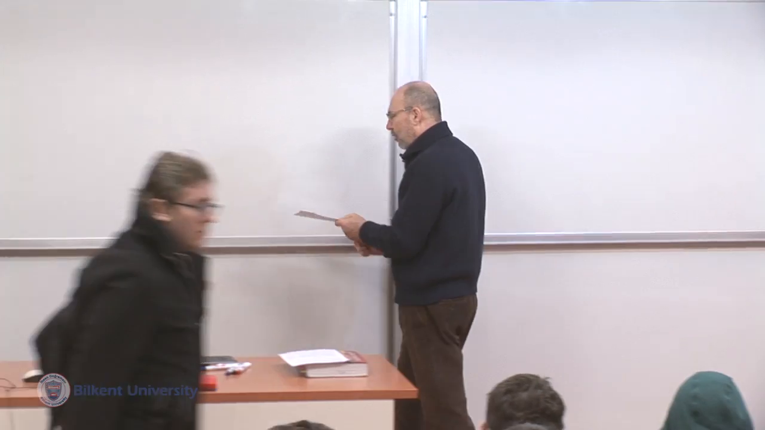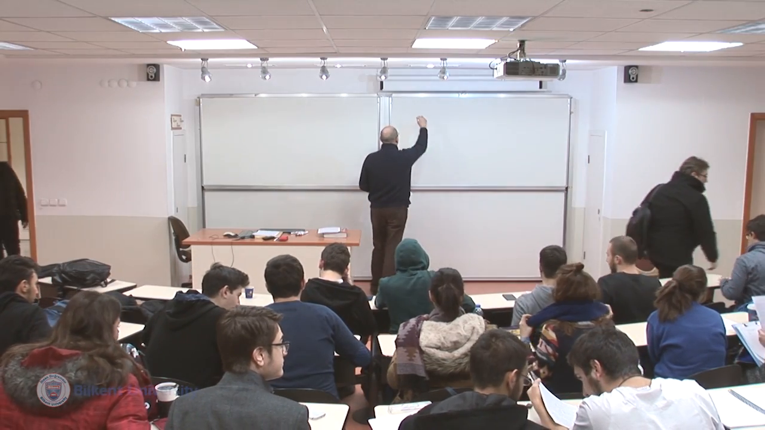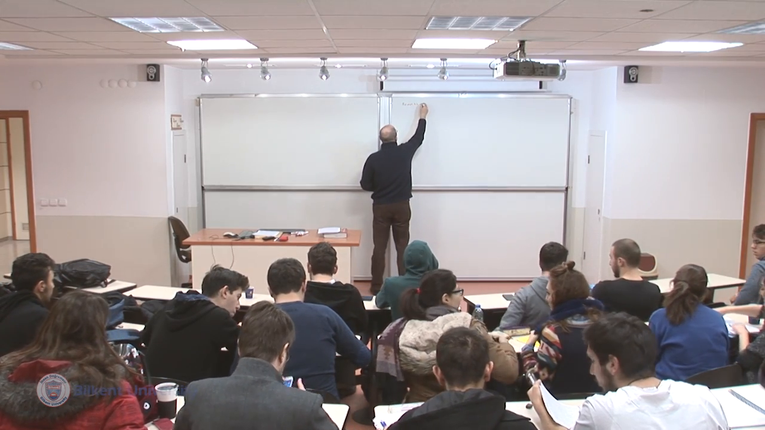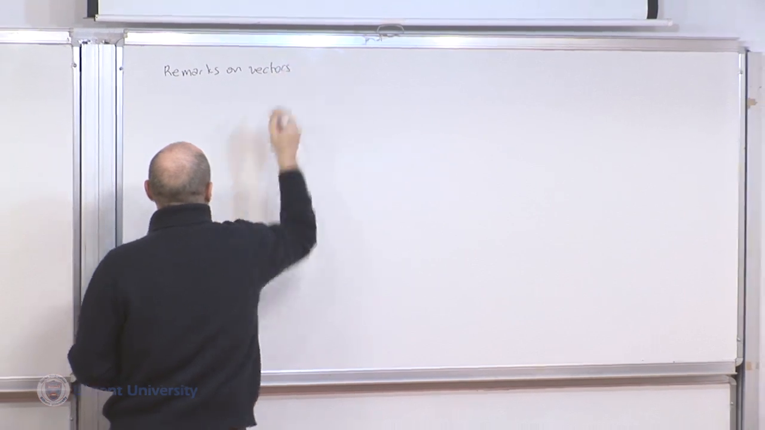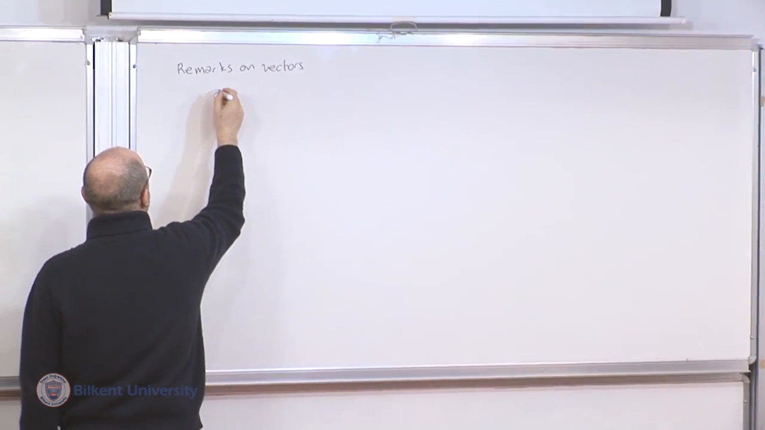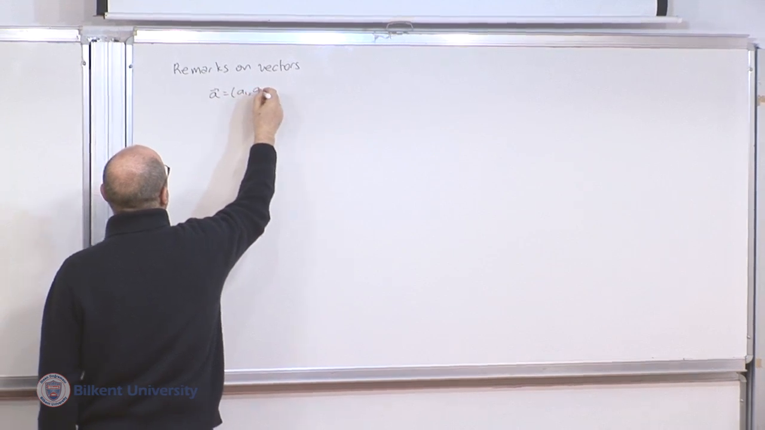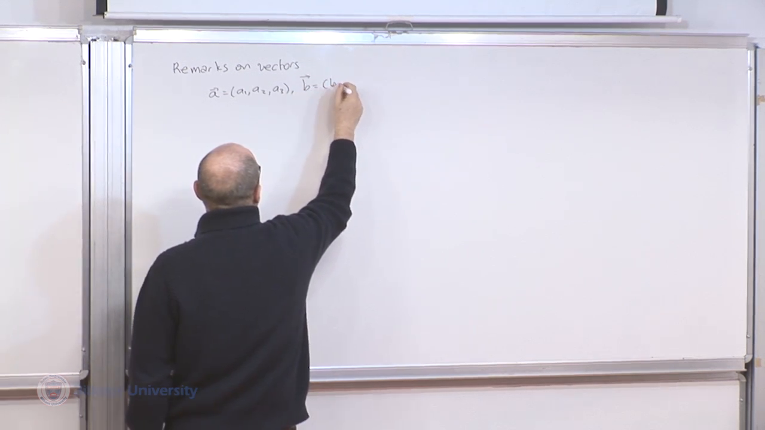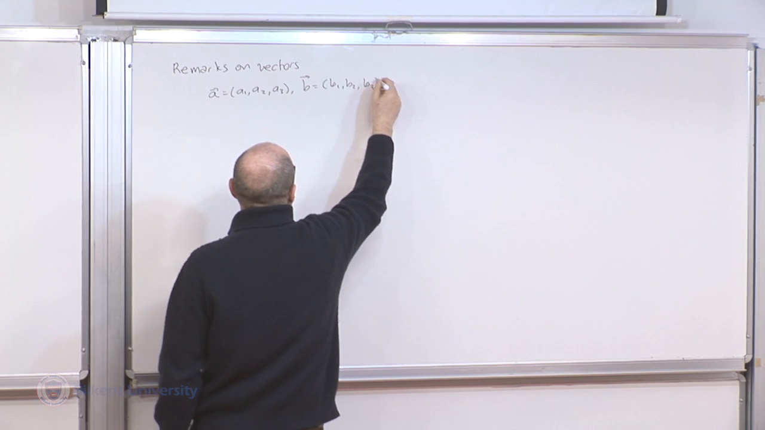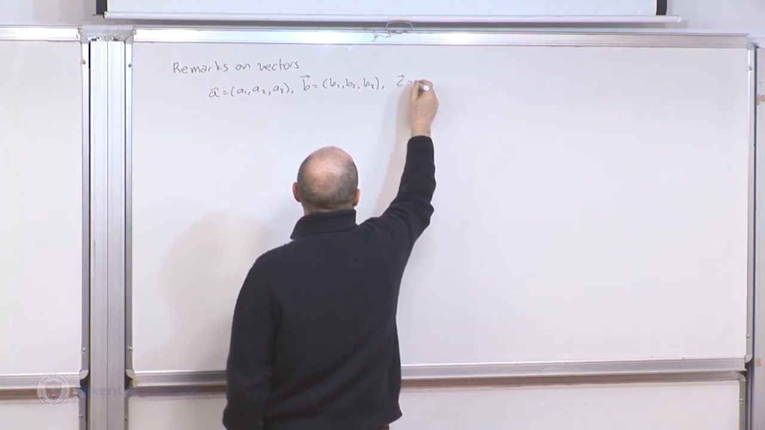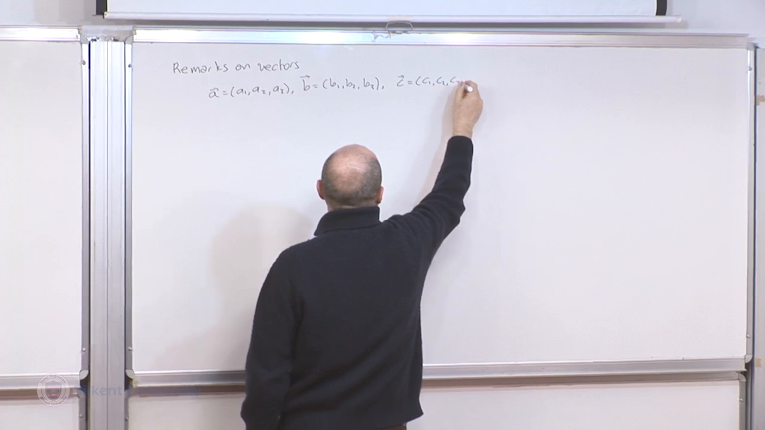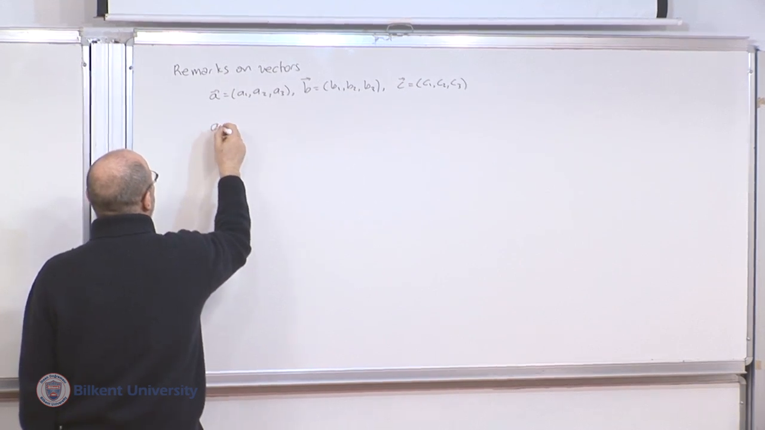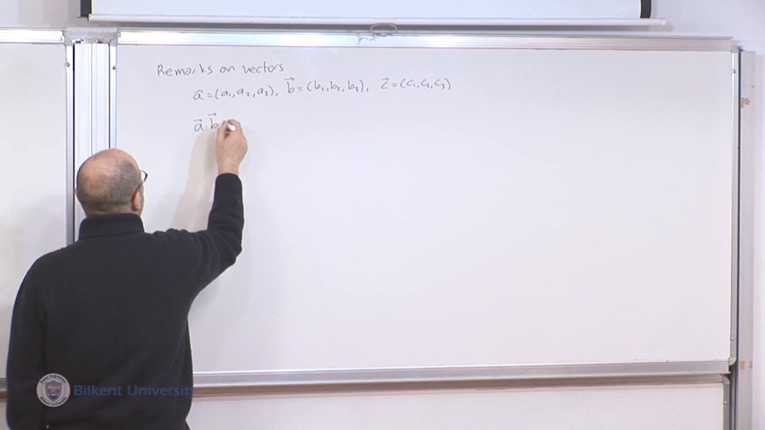Okay, so for vectors, so let's say remarks on vectors. So let me start with three vectors, A, B, and C. Okay, so our first definition was the dot product of these things.